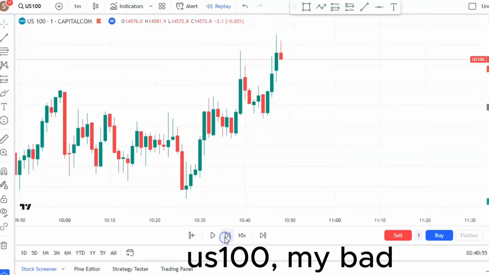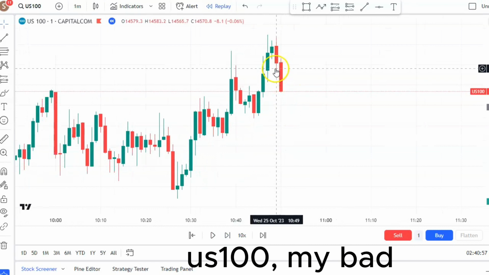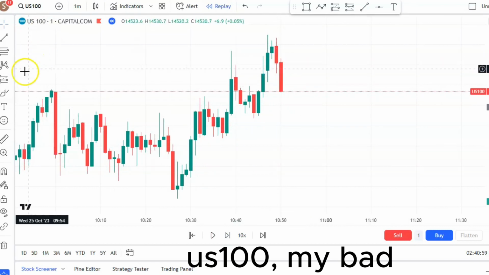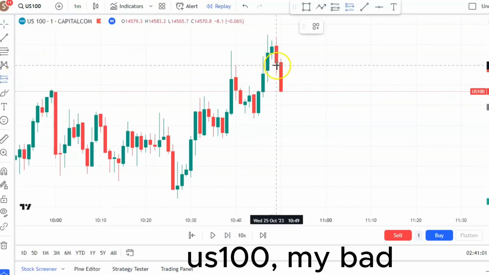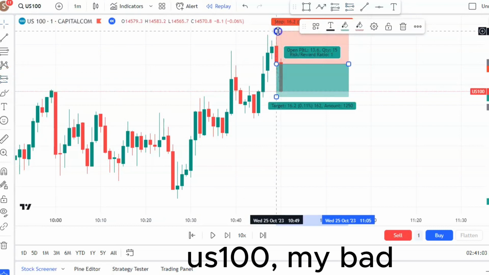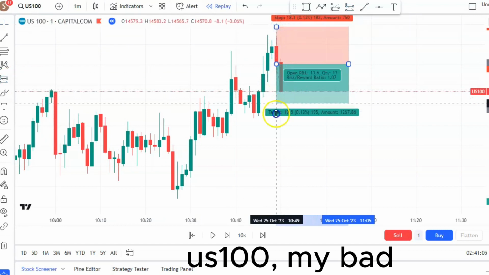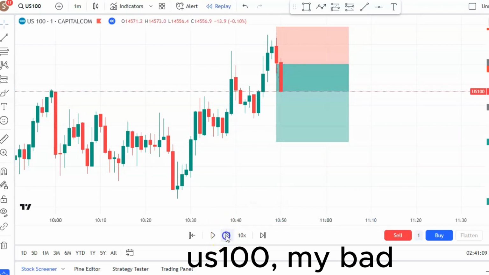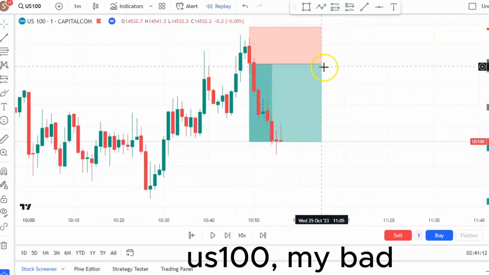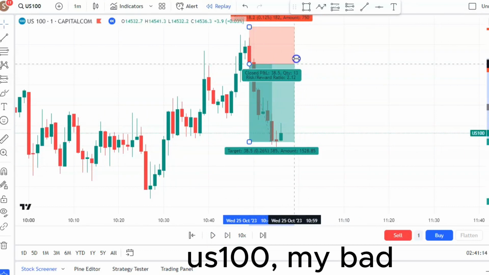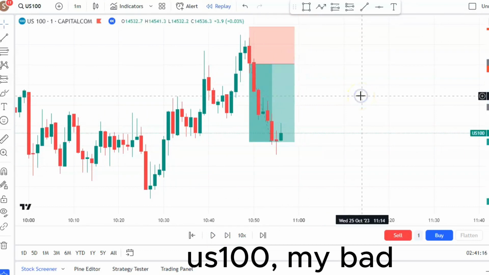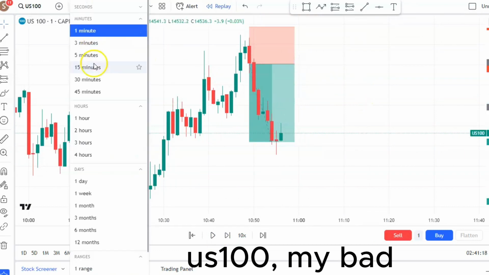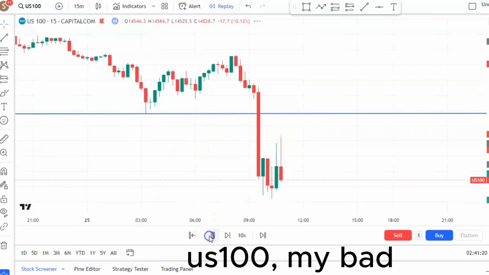Still nothing. And here we have our engulfment candle at 10:49. So I would be looking to go short there. Risk reward ratio of 1:2. That was a very good trade, beautiful. And then we move on.